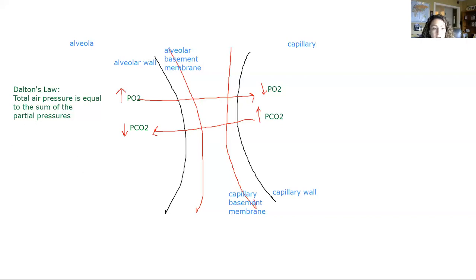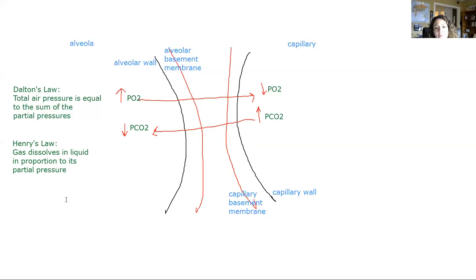Then I have another law for you. Stop me if you have a question. Henry's law says gas dissolves in liquid in proportion to its partial pressure. Gas dissolves in liquid in proportion to its partial pressure.